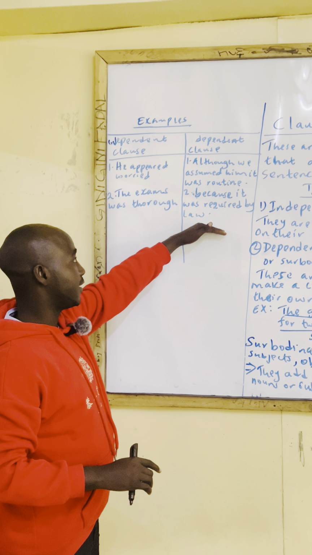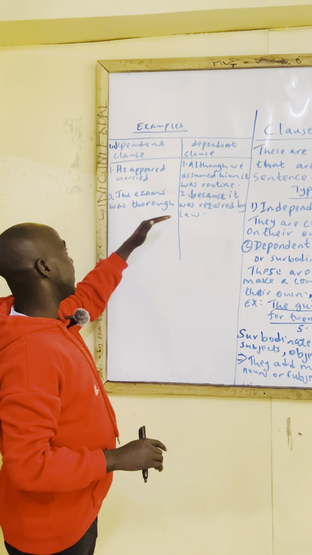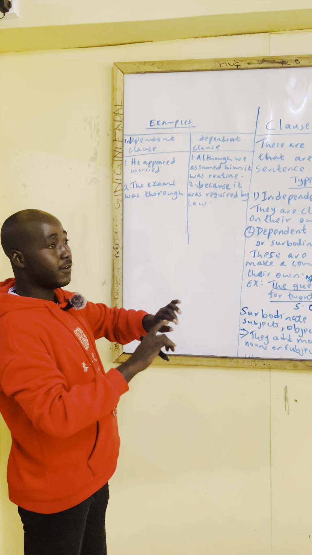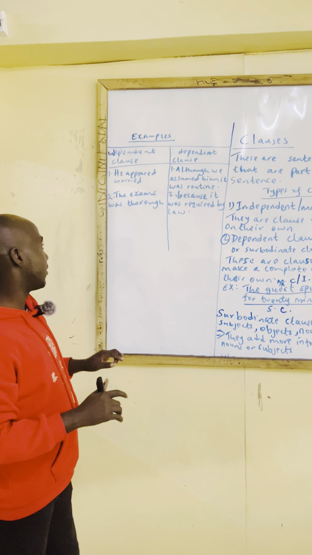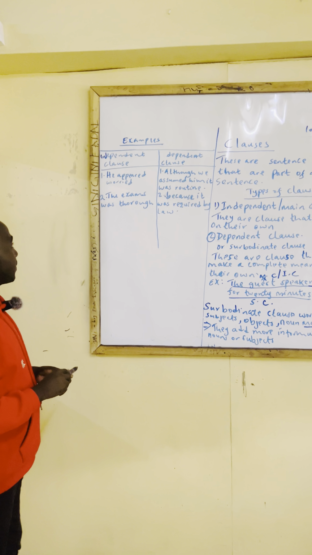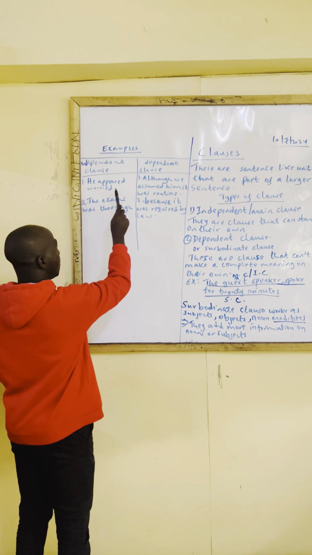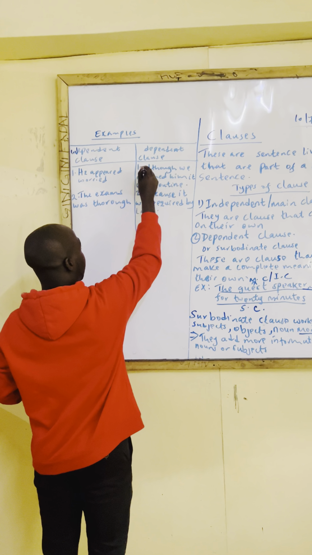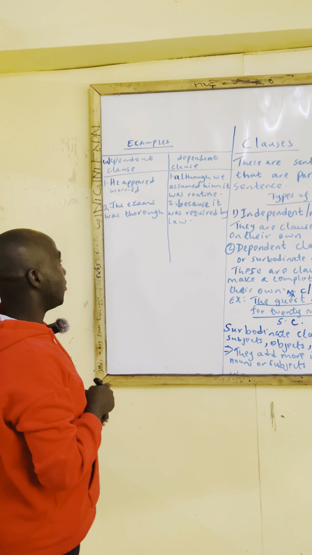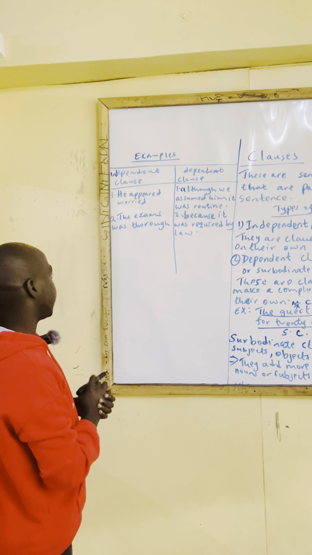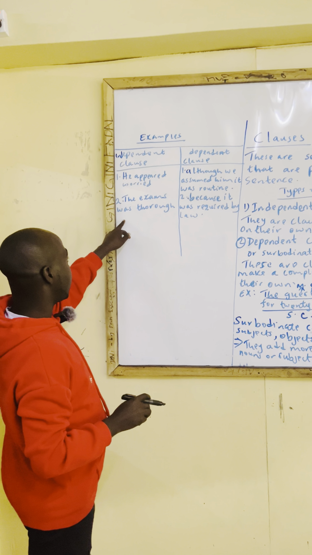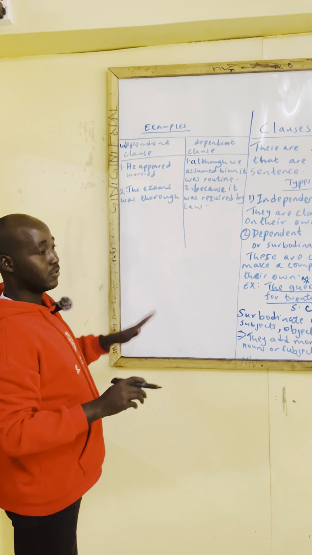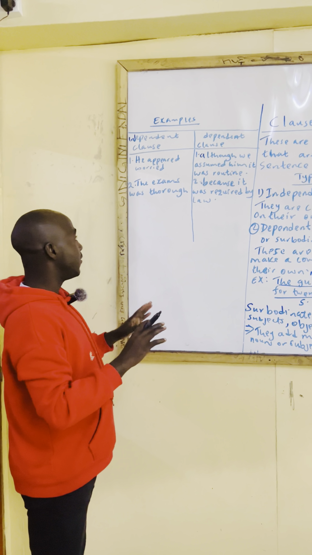So this part of the sentence is called a dependent clause, while the other one is called an independent clause. But when you join them, they form a complete sentence. Let's see, for example, number 1. He appeared worried, although we assumed him, it was routine. So that is a full sentence. You can also join the second one: the exams was thorough because it was required by law. So those are full sentences.